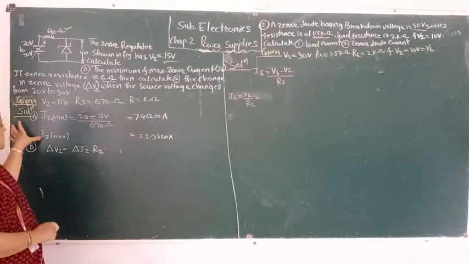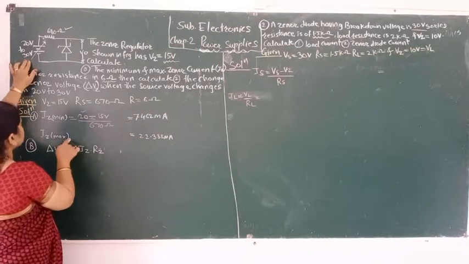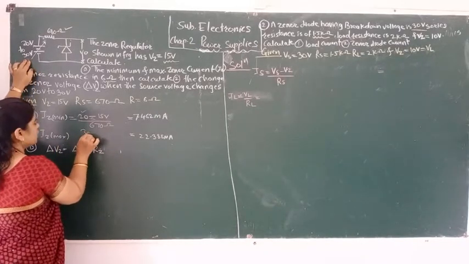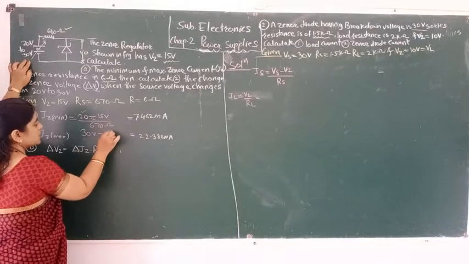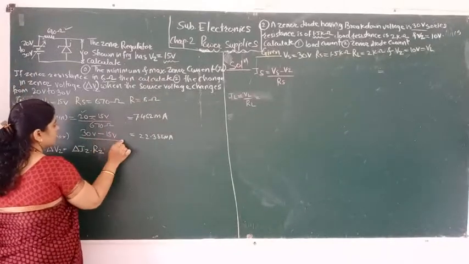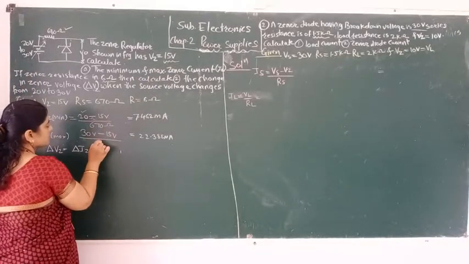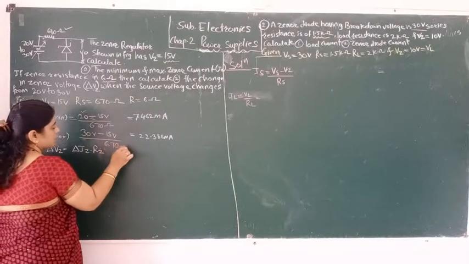If the maximum is asked, you have to take the maximum value from the variation. So what is the maximum value? It is 30 volt minus 15 volt, Vz, which is fixed and given here, divided by 670 ohm. So this much is what?